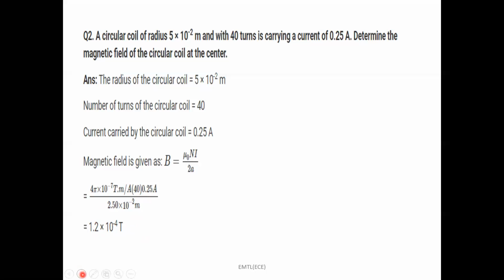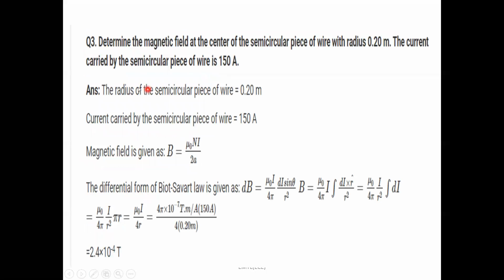Now, next problem. Determine the magnetic field at the center of a semicircular piece of wire with radius 0.20 meters. The current carried by the semicircular piece of wire is 150 amperes. The given values in the problem are the radius of the semicircular piece of wire, 0.20 meters, and the current carried, 150 amperes.